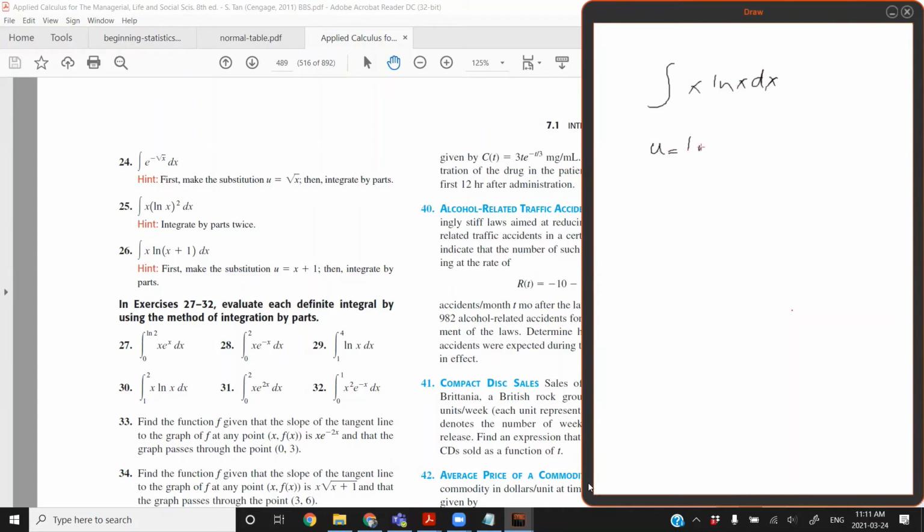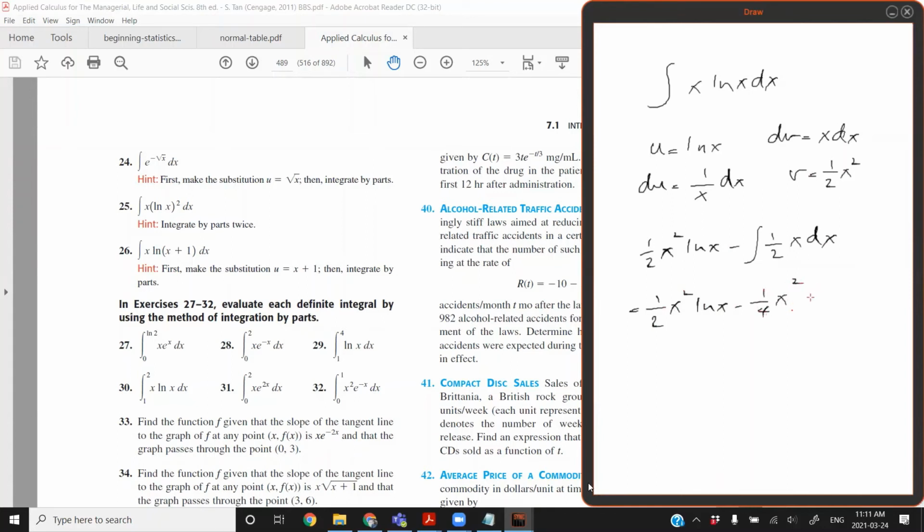So u is ln of x, then du is going to be 1 over x dx. I said v was x squared over 2, and then x dx. That means v is going to be 1 over 2x squared. So you get 1 over 2x squared ln of x minus the integral of v du. That's going to be 1 over 2x dx, giving us 1 over 2x squared ln of x minus 1 over 4x squared.